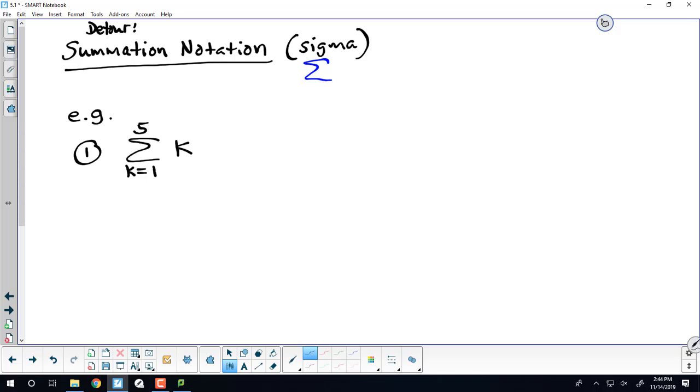And so we start with k equals 1. And then when we change that to k equals 2, we're going to do what the sigma notation means, which is to sum. Then k equals 3, then 4, then 5.